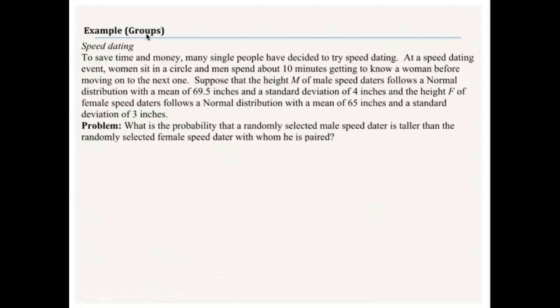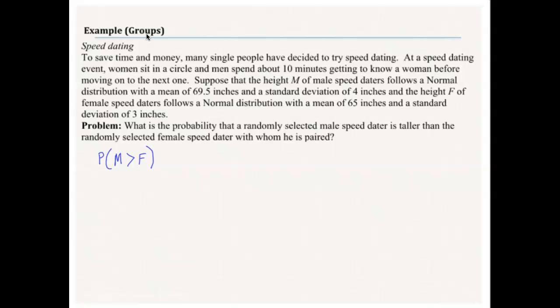This is a good example because it doesn't specifically say to combine these distributions and then compute this probability. But it's implicit that we're going to have to combine these, and I'll show you why. Let's use probability notation. What we're looking for is the probability that a male speed dater's height is taller than a female speed dater's height, so M is greater than F. And even there, we're not combining the distributions. But to answer this question, we are going to combine them.